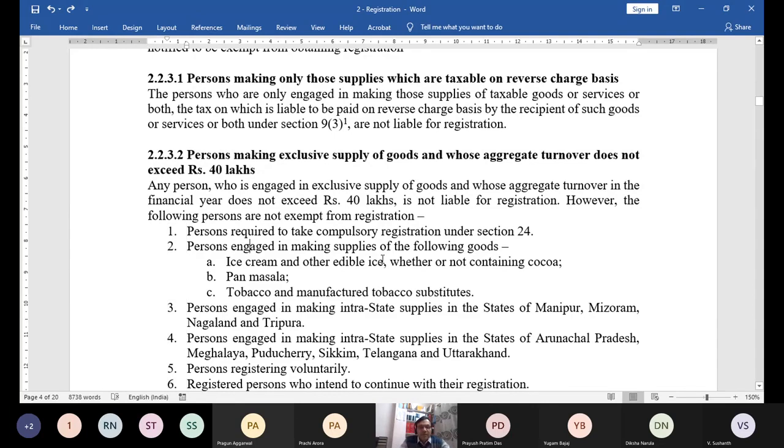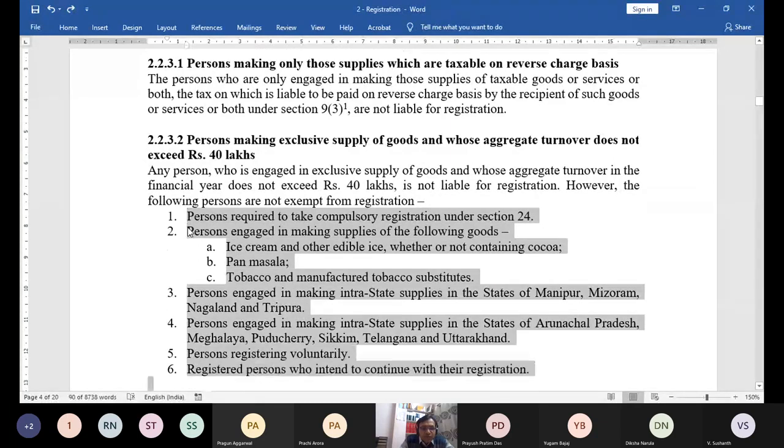Next point. If I am engaged in these supplies, ice creams, pan masalas, tobacco, then even if I am the only supplier of these goods, even if my turnover does not exceed 40 lakh, I cannot take the benefit of this exempted notification that I am not liable to be registered. You can be liable under other sections. These points do not say that these people are liable. Whether these people are liable or not depends upon other sections. But these people are not exempted under this provision.